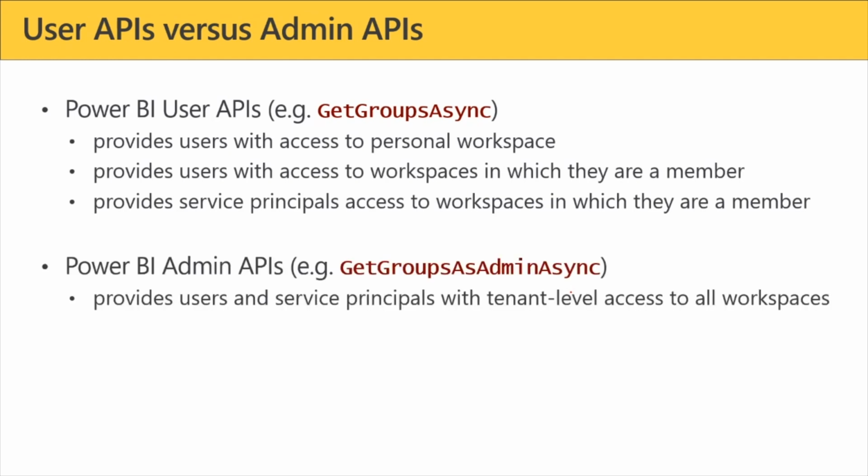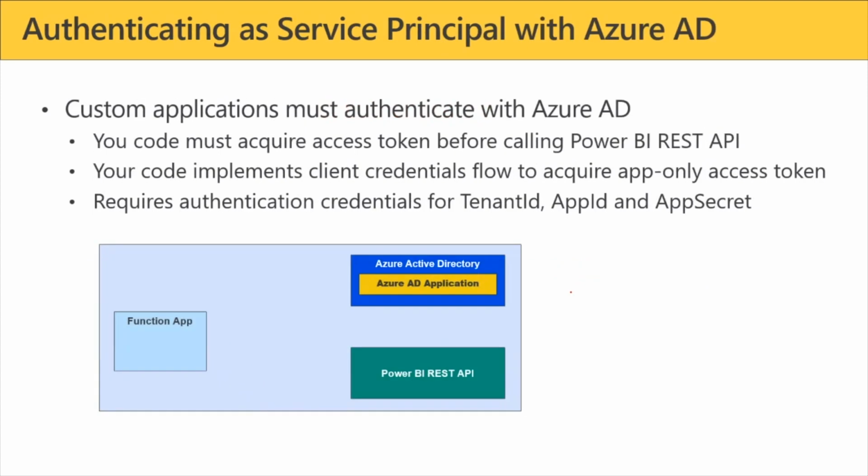There's also the admin APIs. For instance, we're going to look at one called get groups as admin async. This provides users and service principals with tenant-level access, so you can see the details of every workspace. So the IT team, who's managing a Power BI environment, might look into mastering the Power BI admin APIs for some of the tasks that we're going to be doing.